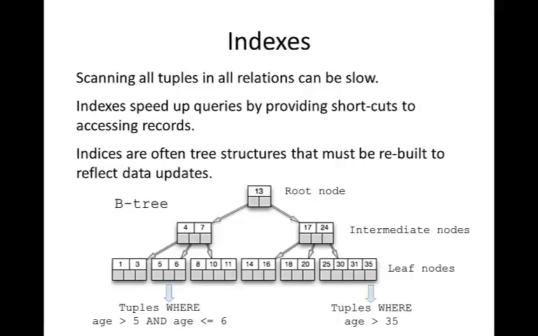Indexes, it should be indexes rather than indices, are often tree-like data structures like this, which is called a B tree, and you basically build them to reflect the database state at a particular time. If the data changes, you need to then update the index to reflect those changes in the database, okay? So it's providing a shortcut to the records in the database.